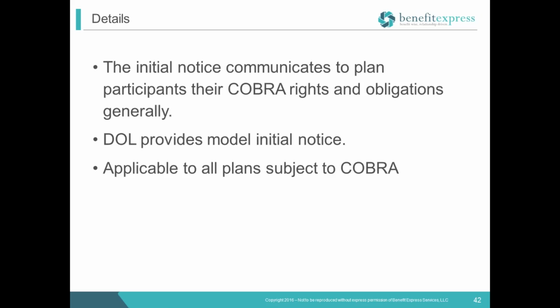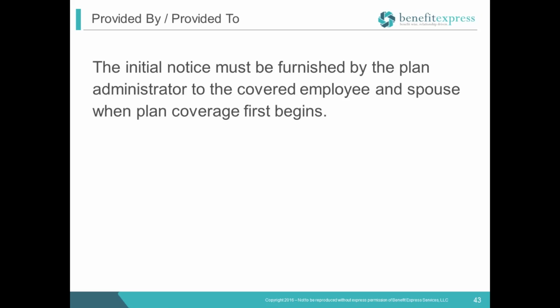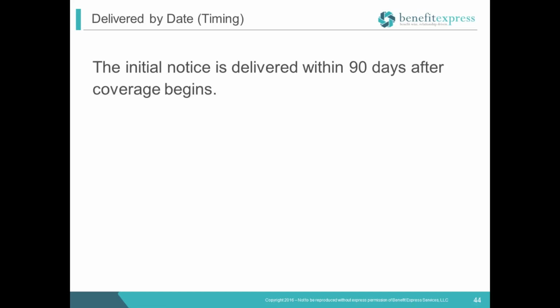So the DOL does provide a model notice, but I just want to warn you, it's really tough to understand. It's very complicated. It's applicable to all plans that are subject to COBRA. And again, the initial notice must be furnished by the plan administrator to covered employees and spouses when coverage first begins, and again, is within 90 days. And that's indicated here. So again, make sure that your employees get this notice, and again, it tells them what your procedures are if they have a qualifying event.